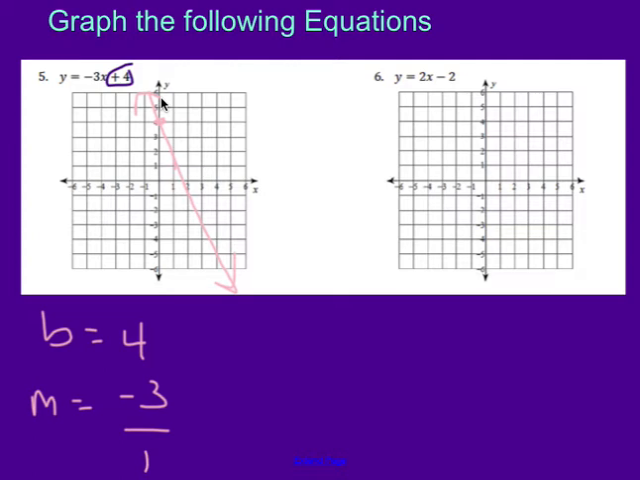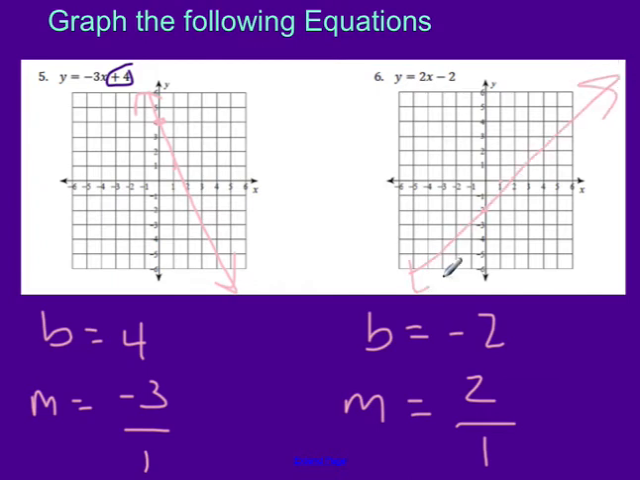Let's take a look at number 6. So for number 6, we're crossing the y-axis at negative 2. And then our slope, which is being multiplied by the x, is 2 over 1. Okay, remember if it's just a number, that's the same as 2 over 1. So we're crossing the y-axis at negative 2. So that's going to be right here. So then, from that point, we're going up 2 and over 1. Since this is positive, we're going up. So I'm going up 2 and over 1 and plotting that point. So now I can connect those lines, and I get that for number 6.